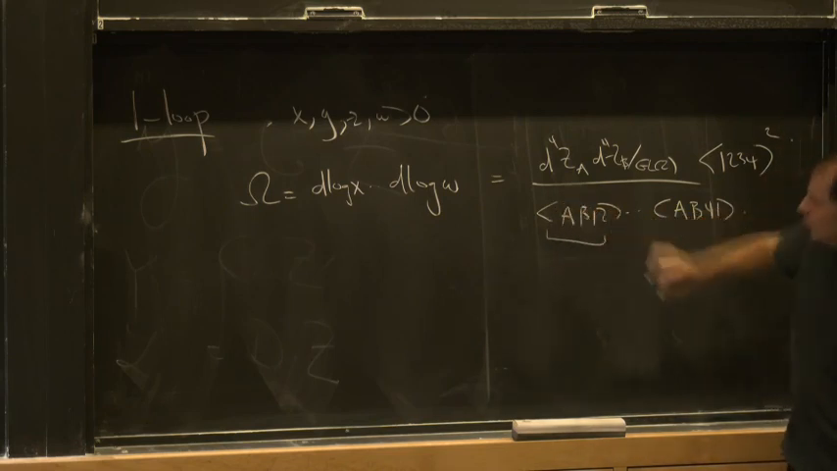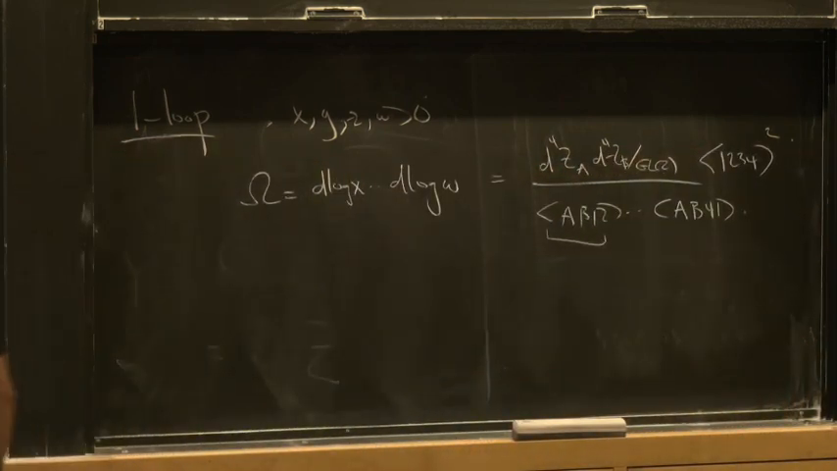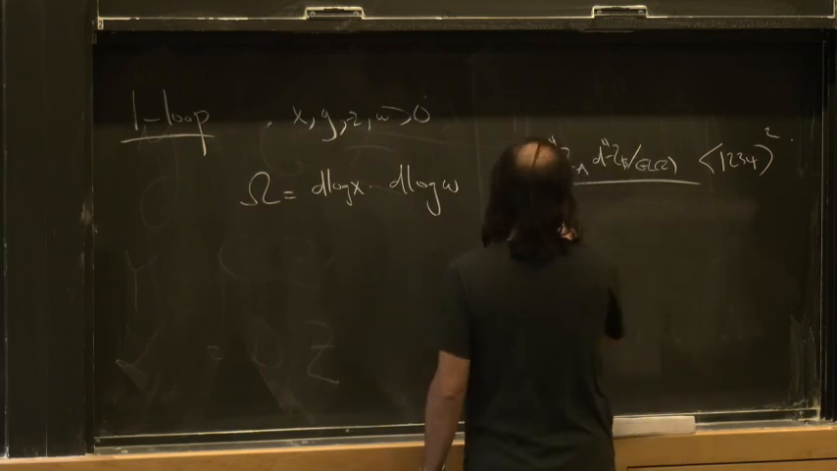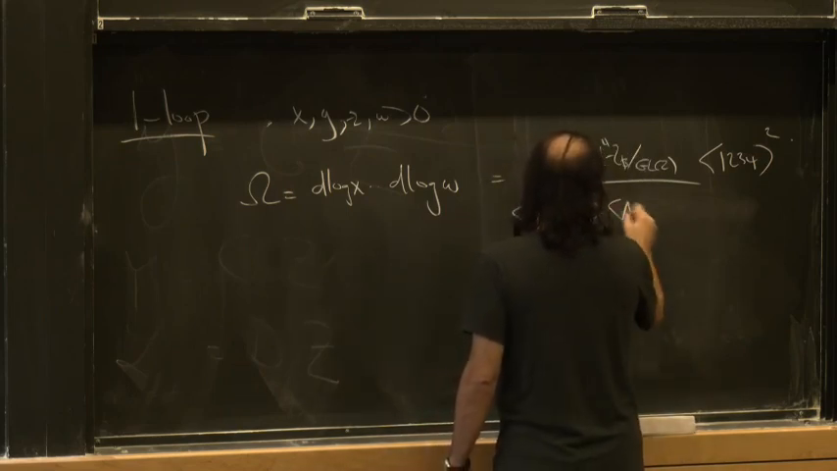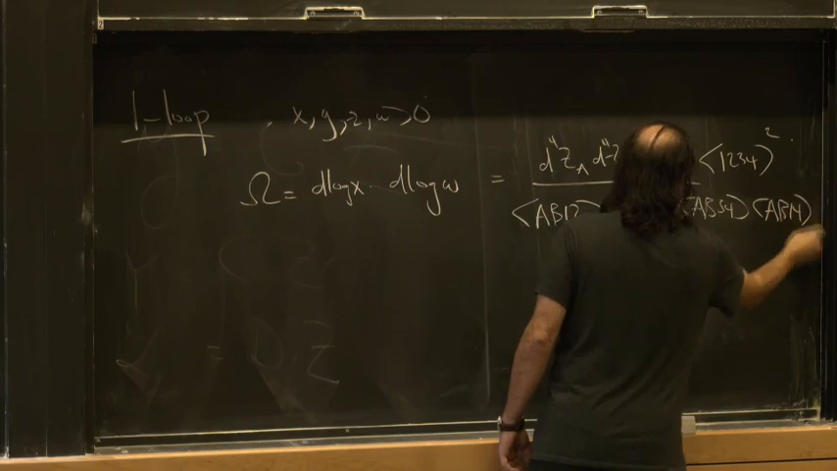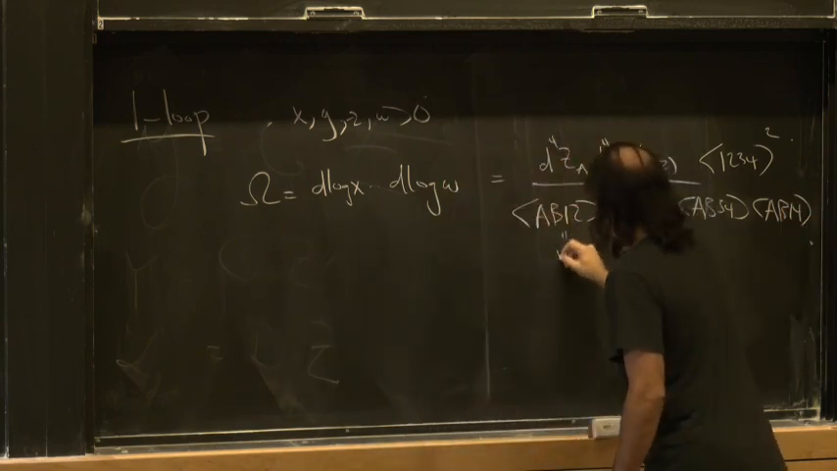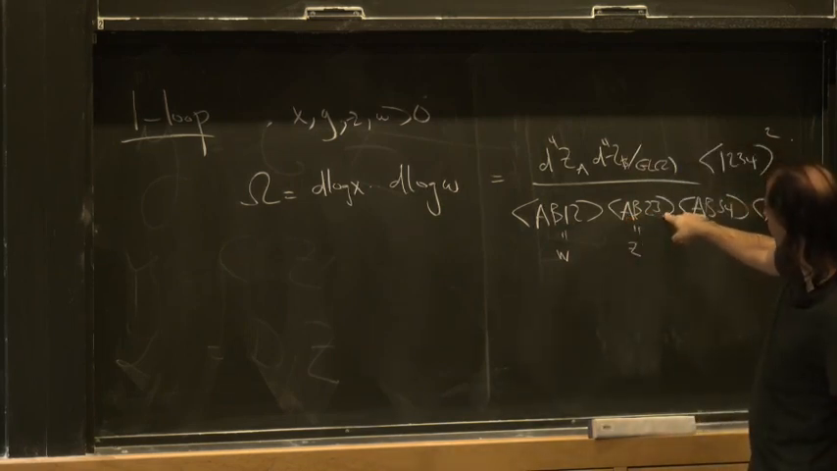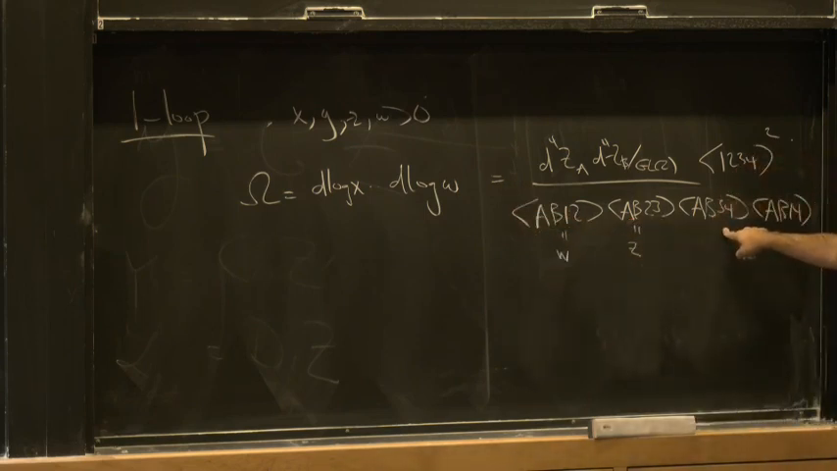Because what is AB12? AB12 is equal to 1, 2, 3, 4 times the 3, 4 minor of this matrix. Let me write them all out, since we'll use it again in a second: AB12, AB23, AB34, AB14. But 1, 2 is like W. 2, 3 is like Z, right? It's the complementary minor. So I have a 2, 3 here, so it's the 1, 4 minor of that matrix, which is Z. 3, 4 is the 1, 2 minor, which is Y, and 1, 4 is the 2, 3 minor, which is X. Okay, so that's how I see the four poles, and it's a D-log form.